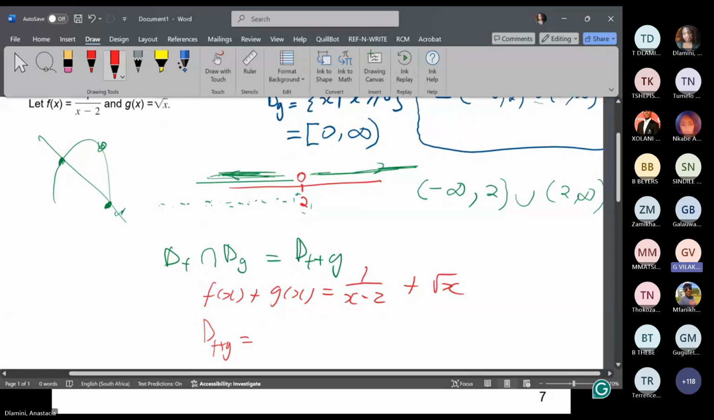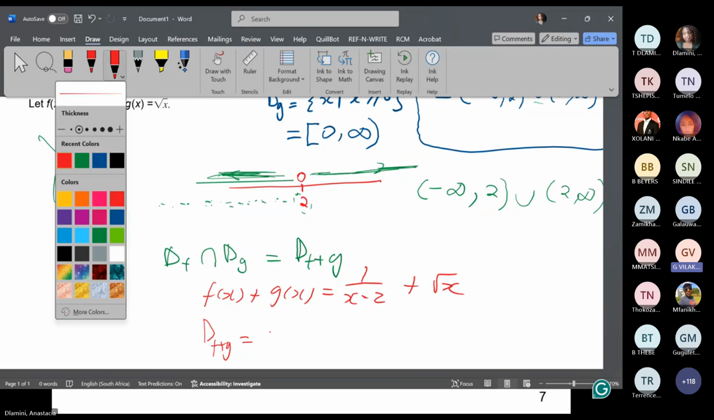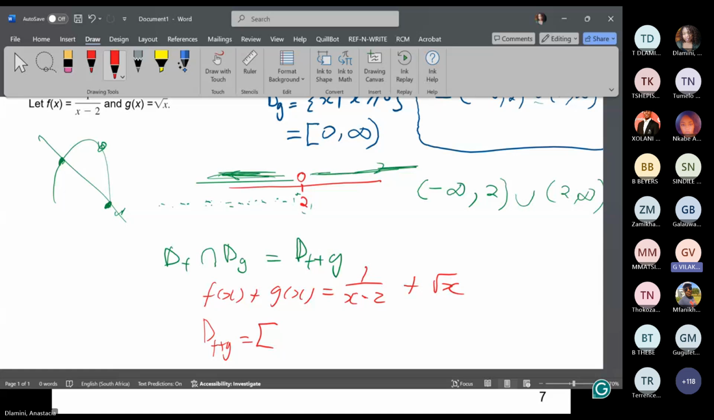Open bracket 0, square bracket 0, and then 2, open bracket, union, and then open bracket 2 and then positive infinity. So you say open bracket 0, then 2, then normal bracket, union, and then normal brackets again, 2 to positive infinity. Is it correct, guys? Yes, ma'am.